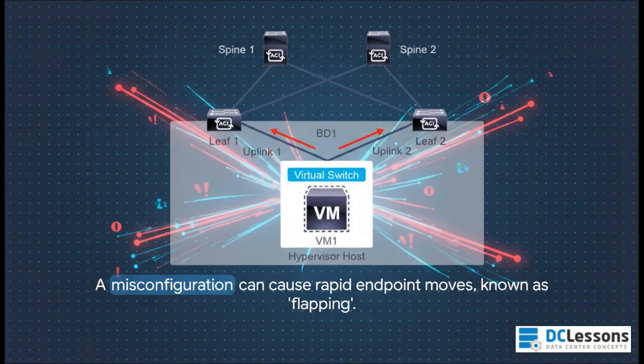What we're looking at here is a classic misconfiguration. You've got a server with an active NIC team, but it's plugged into two different leaf switches that are not in a virtual port channel, or vPC. So what does the fabric see? It sees traffic from the exact same VM coming from leaf 1 and leaf 2 almost at the same time. This triggers a frantic back-and-forth update storm in the COOP database. That, my friends, is endpoint flapping, and it can seriously mess with the stability of your entire fabric.